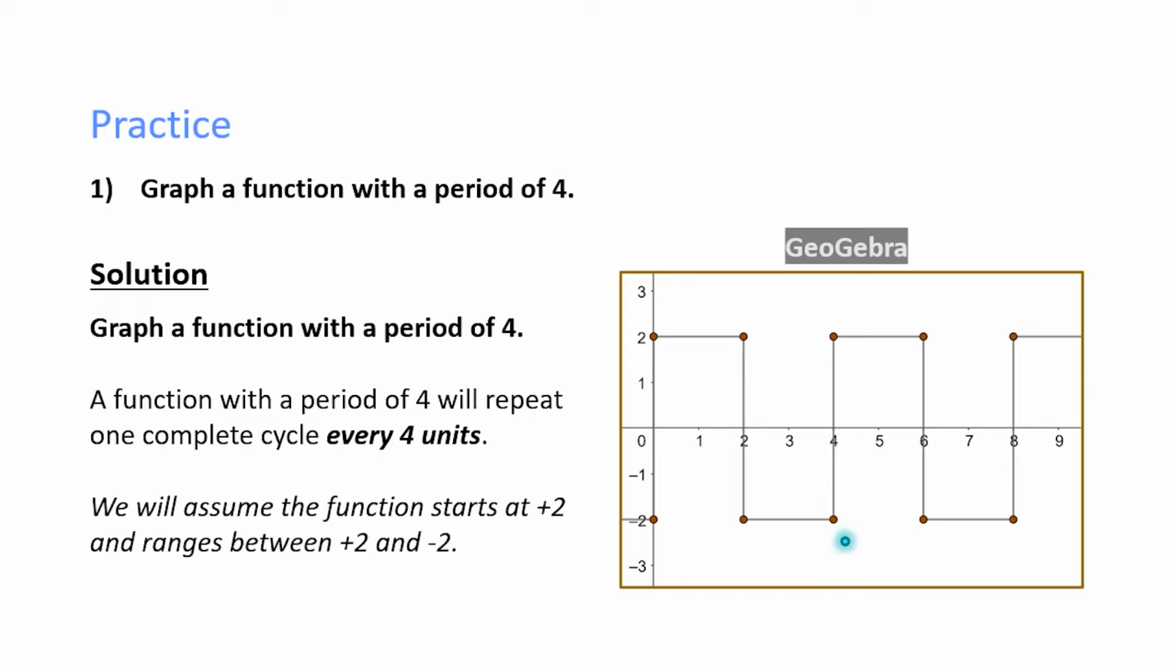Now, of course, you can use the kind of function with triangles that we used before, or a sine function, or any kind of shape of the function that you like. The most important thing is that one cycle here goes from +2 to +2, or -2 to -2, is one complete cycle, and that happens every 4 units.